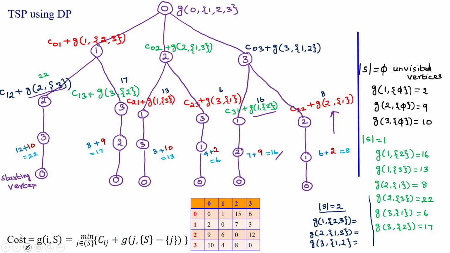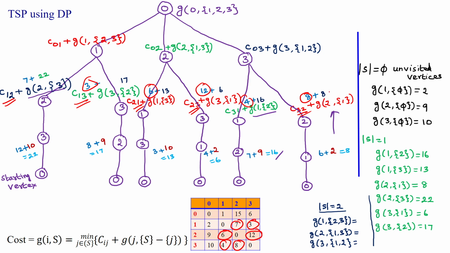Now we have to identify the values of C12. For C12, what is the value? C12 here is 7. So 7 plus 22 will be 29. Like that, C13 here is 3, which is given here. C21 is 6. C23 is 12. C31 is 4, we are taking from the adjacency matrix. Now C32 is 8, so 8 is taken here.